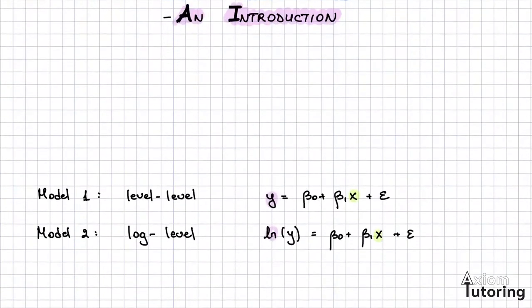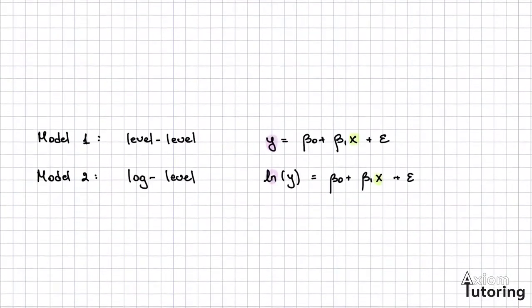In the previous video, we introduced Model 1, the level model, and Model 2, the log-level model, where the difference was that we went from a y in units to a ln y while we kept the x in units. In this video, we're going to introduce a third model, which is going to be the level-log model. The log-level as well as the level-log model are both semi-elasticity models.